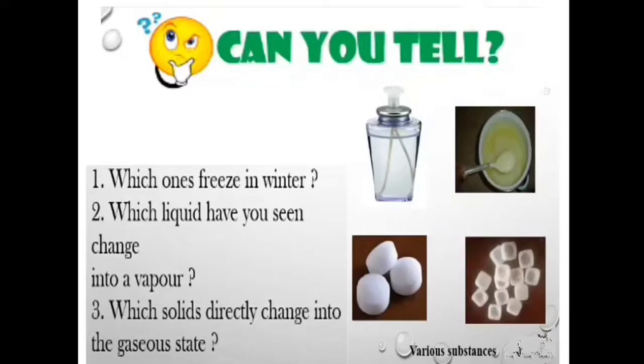Students, now in the above picture, which one freezes in winter? Yes, ghee and coconut. Yes, ghee and coconut oil also freezes in winter. Have you experienced it? Yes, once in the winter season, I was about to apply the coconut oil, but it was frozen, so I had to warm it before applying.